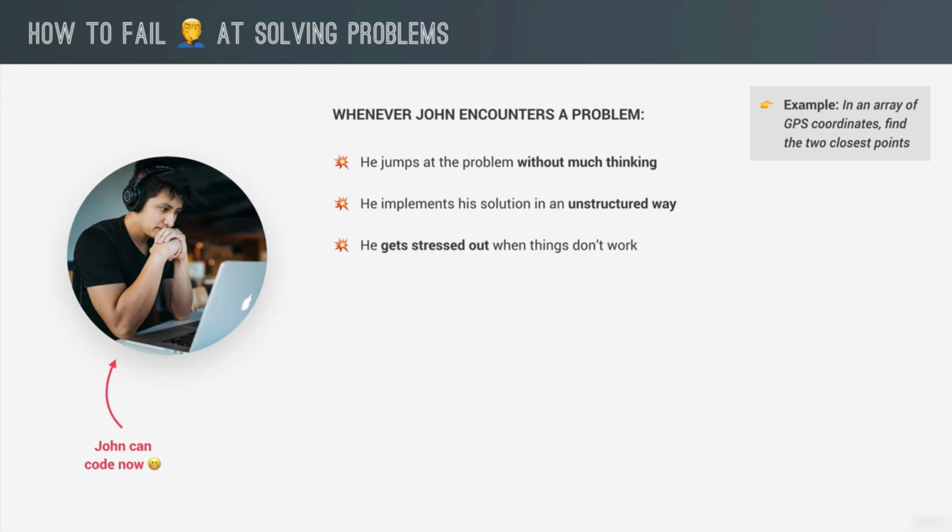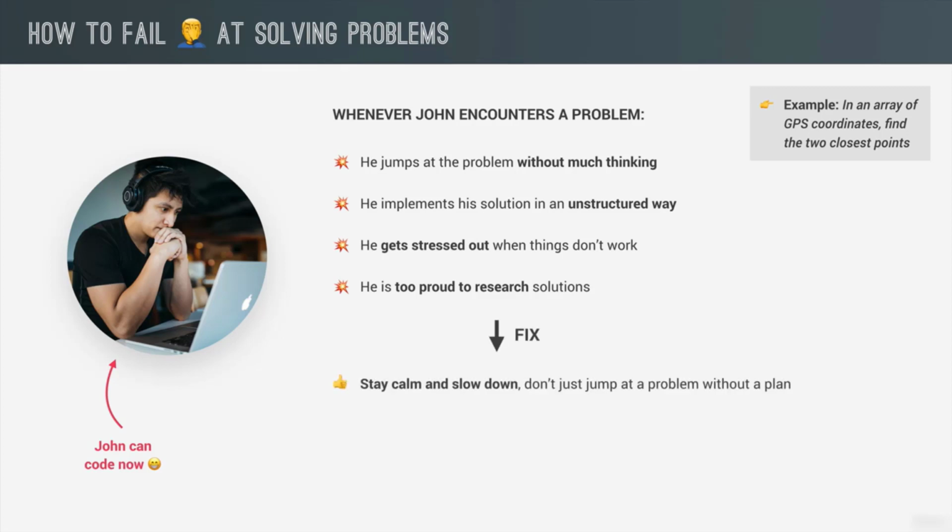Another problem that John has is that he is too proud to research when he doesn't know how to come up with his own solution. So all of this is not effective at all. It makes John waste a lot of time. Now the first fix to this is to always stay calm and slow down and not just jump at a solution without having a plan.